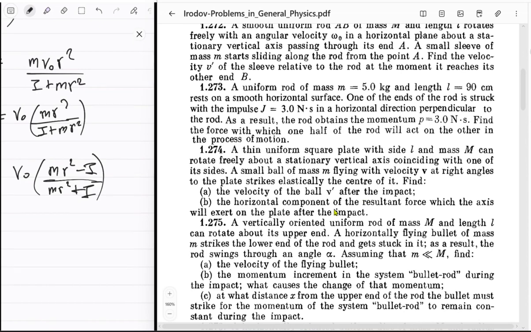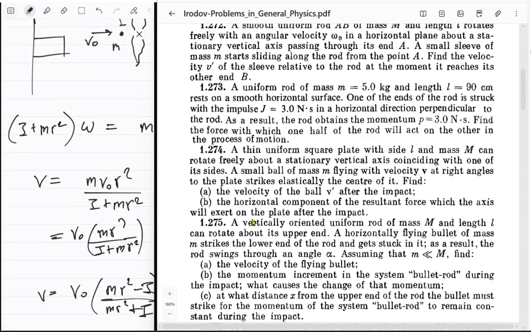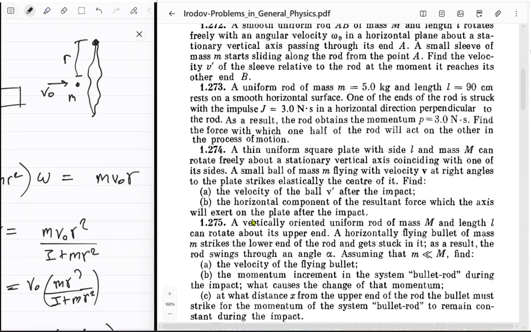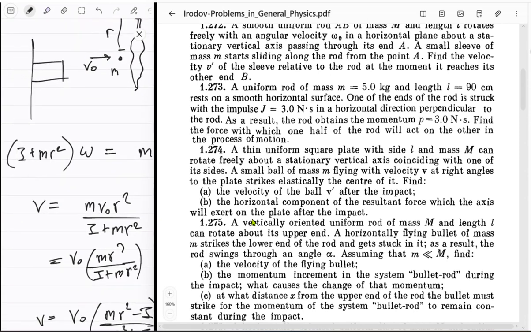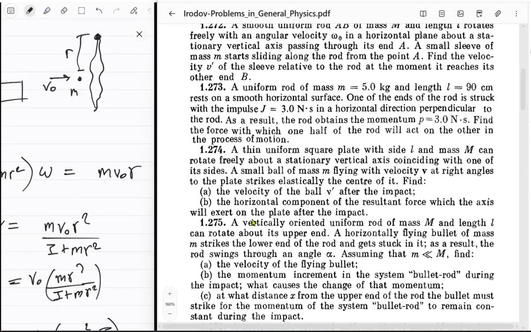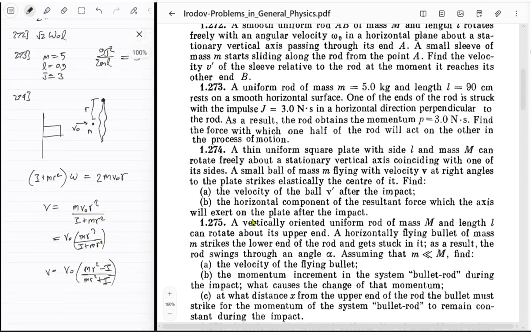Resultant force which the axis will exert on the plate after the impact. Oh, so you mean like that? It's elastic, it doesn't stick to it. That's important. It can be done. For that, you just need to know what omega is. This is the omega for inelastic collision, but for elastic collision, we just get a 2 over here. So that works.